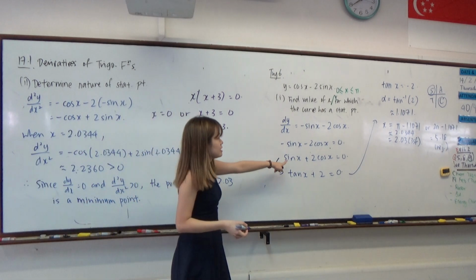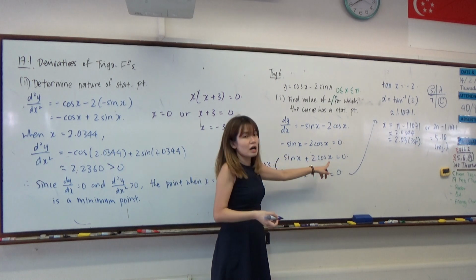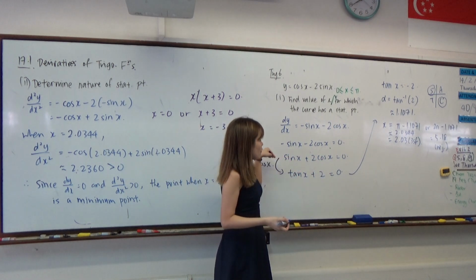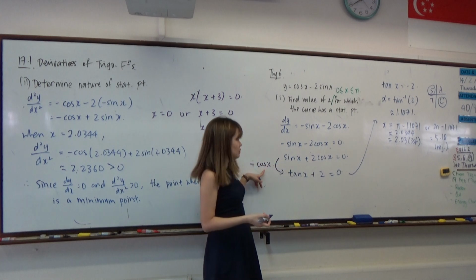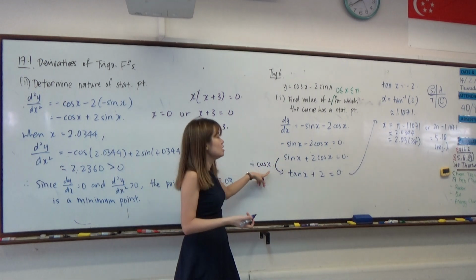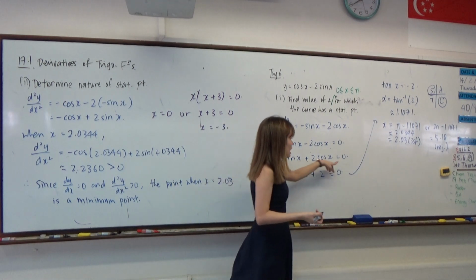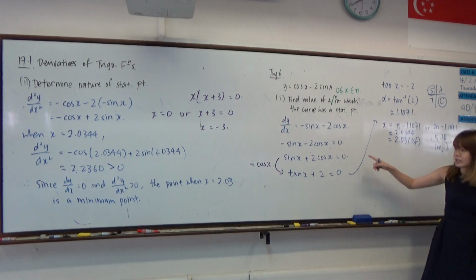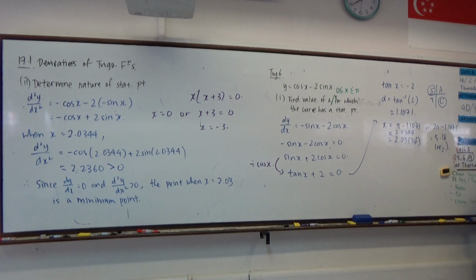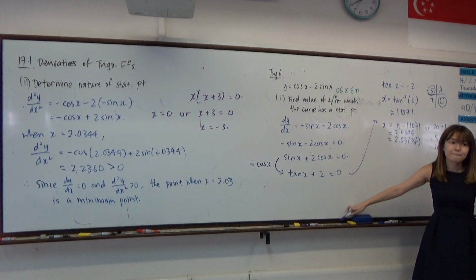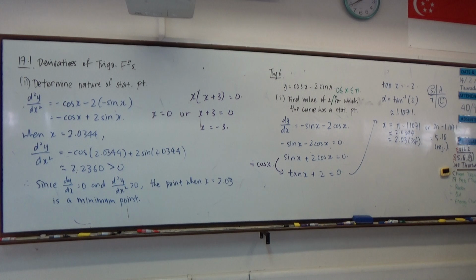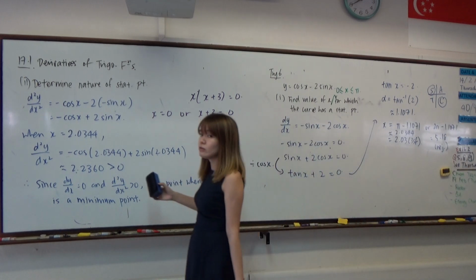But in this case, the function itself will not allow that. When you divide across by this variable, this still remains as a variable function, and there is no possibility of it being equal to 0 here. That's why we can actually do this. Okay. Any questions?